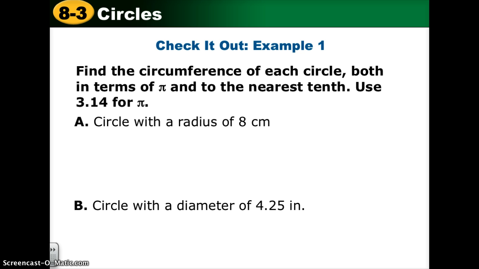Find the circumference of each circle in terms of pi and to the nearest tenth. This might be the new part for you. You're used to calculating out the decimals. In terms of pi, that means that we're going to write this with pi as part of the answer.